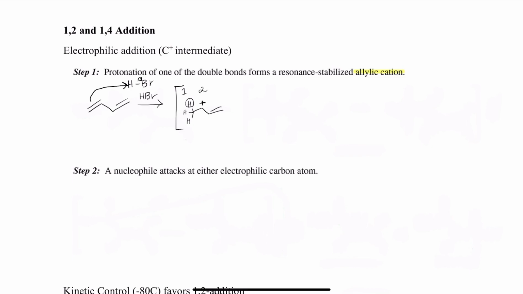This is going to be resonance stabilized. Resonance is something that we have covered in chapter 1. So if we were to flip our double bond between carbons 2 and 3, our hydrogen would still be added in the 1st position. That's not going to change. However, we would now have a carbocation at our 4th position. And then we'd have our bromine ion.